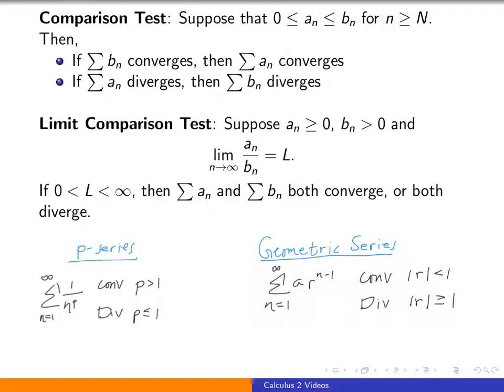That's intuition. When the comparison test does not apply, but you would like to use it, move on to the limit comparison test. In this case, you take your two series and you look at the a sub n and the b sub n. You take the limit of their ratio. If you get back a number L which is positive and finite, then both of the series will converge or both of them will diverge.